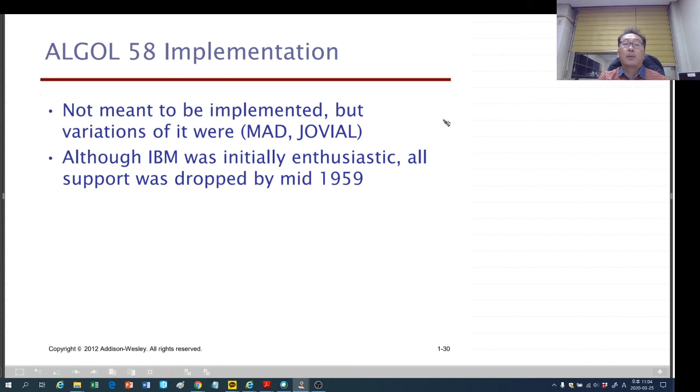Yeah, after that, many variants of Algol 58 were developed.